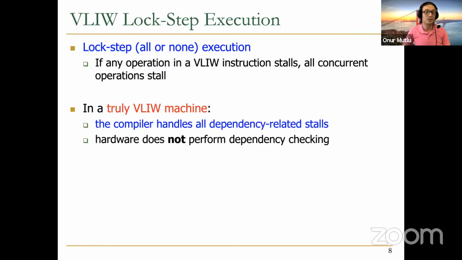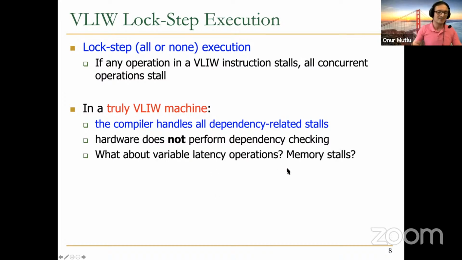Okay, so in a truly VLIW machine, a purely VLIW machine, the compiler handles all dependency-related stalls. And hardware does not perform any dependency checking. This actually includes dependency checking between pipeline stages as well, not just within a pipeline stage, but also between pipeline stages. So the philosophy is actually very similar to simple reduced instruction set computers, right? Simple instructions. Hardware is simple, compiler is complex.